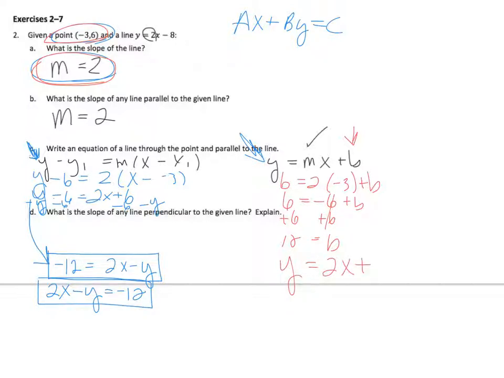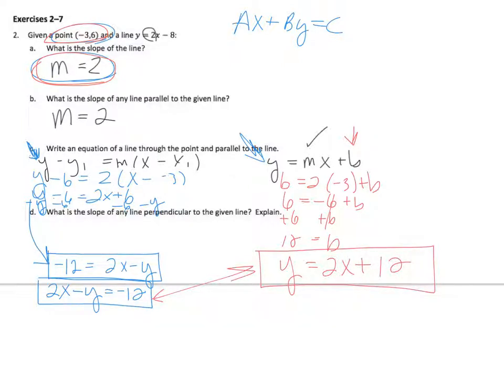Except now you leave the variables there. Same answer. You leave the variables there and you just keep it in slope-intercept form. These are equivalent. If you look at them for a second, they work out.